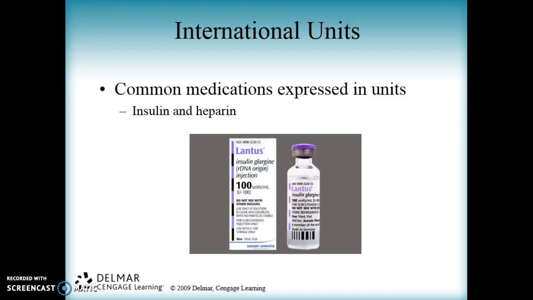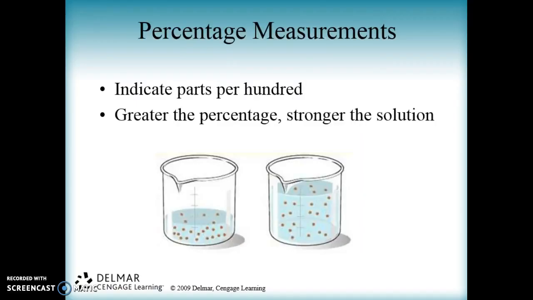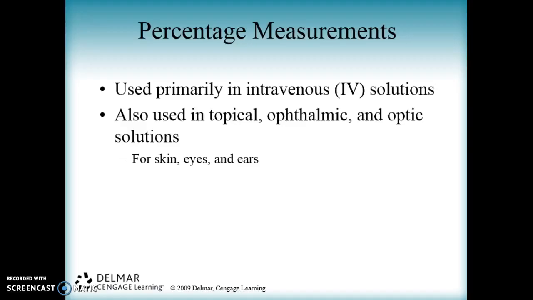Now the next measurement that we're going to talk about is percentage measurements. Percentage measurements tell us how many parts per 100 we have. So if you look at this, this kind of gives you an example of concentration. The more stuff we have in something, the higher the concentration. So the stronger the solution. So this is just kind of a visual representation of this. You're going to usually see percents in IV solutions, also in topical things, eyes, skin, things like that.